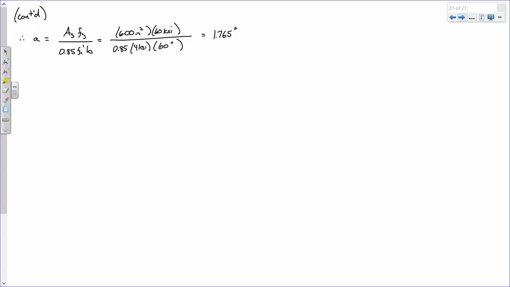Now, I want somebody to comment about this value. Does this value make sense? It's less than h_f, so yes. Boom. There's another way to identify this as a true T-beam. The flange itself is 4 inches thick. The stress block is only 1.77 inches thick, right? In order for this to be a rectangular T-beam, the a has to be less than or equal to the h_f, right? And so that value makes sense. So it's another way of verifying what we're talking about.